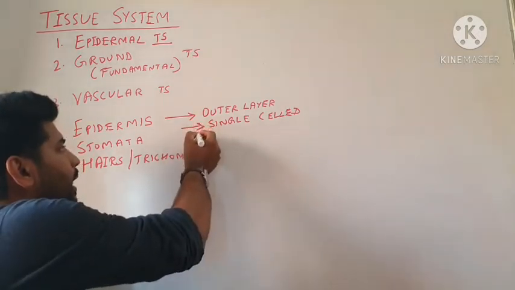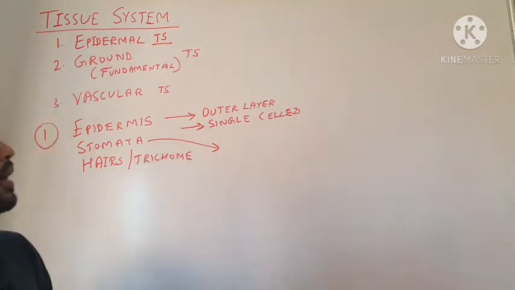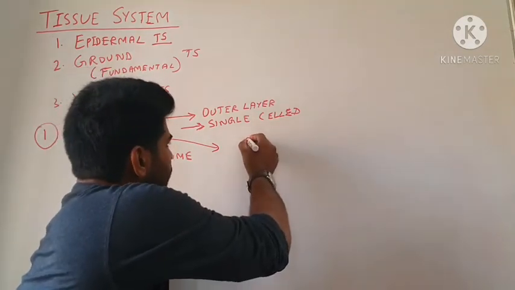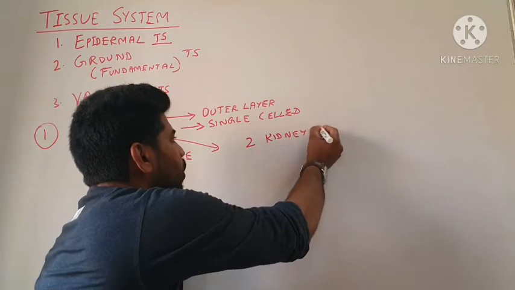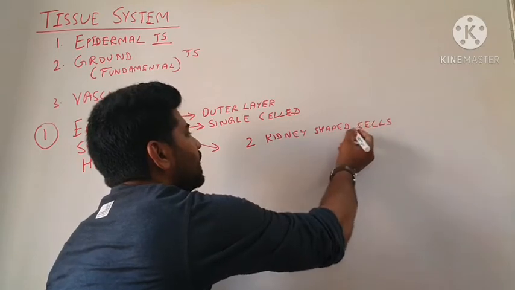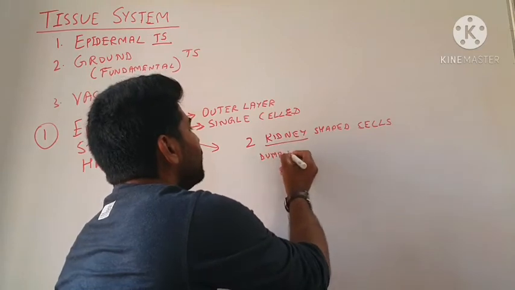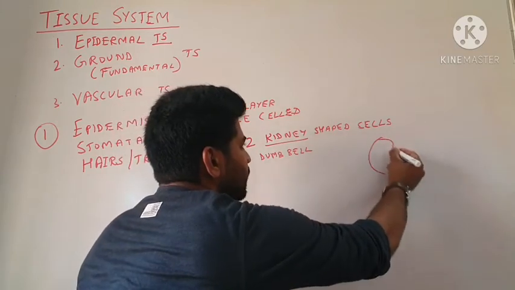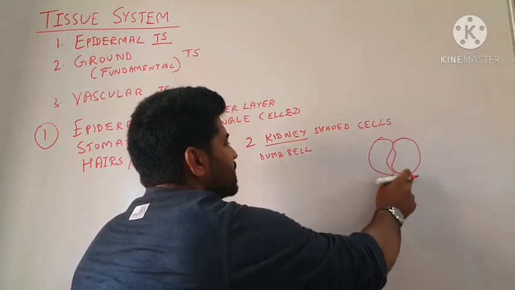In the epidermis layer, we have what are called the stomata. The stomata consist of two kidney-shaped cells called the guard cells. In dicots they are kidney shaped, whereas in monocots they are dumbbell shaped. So there are two guard cells present, kidney shaped in dicots.